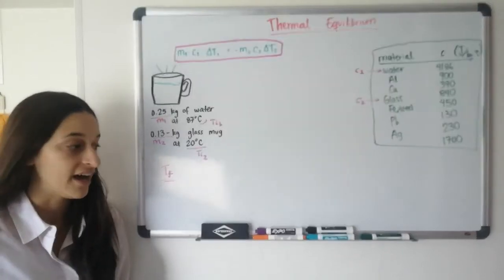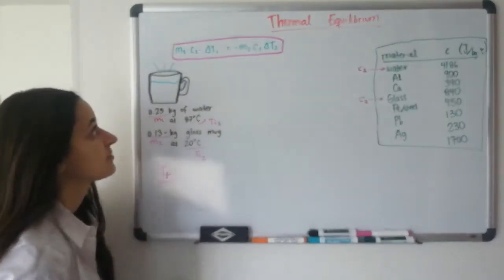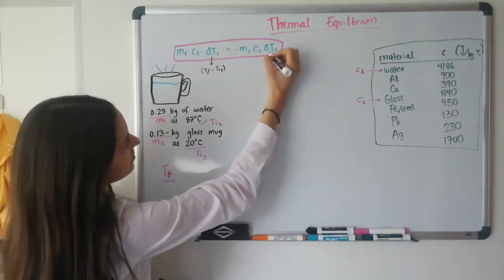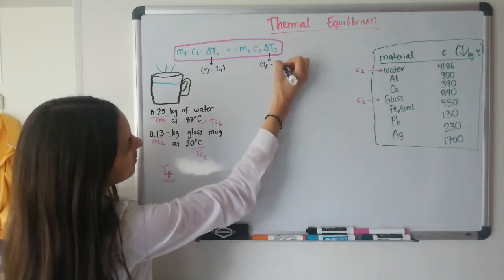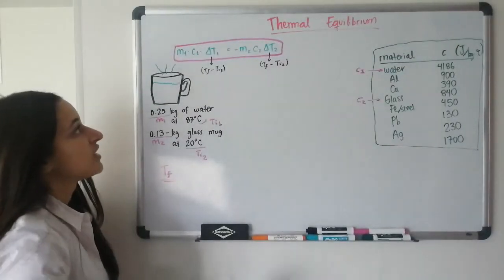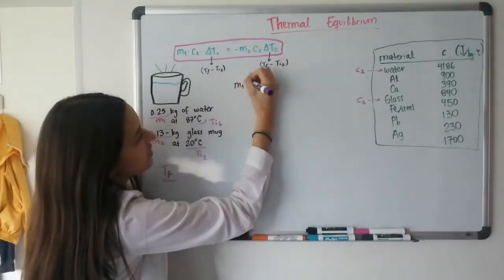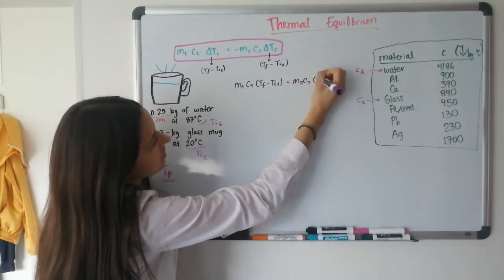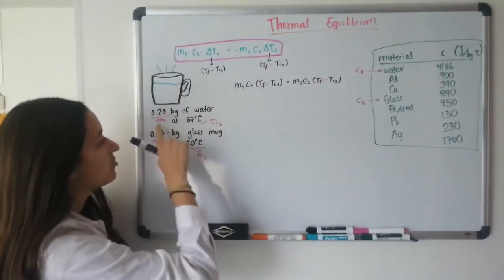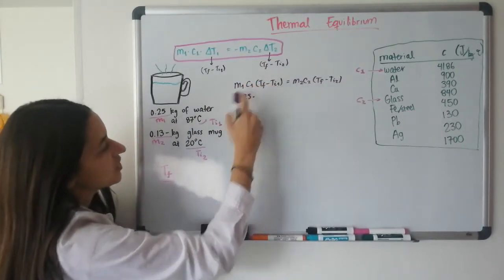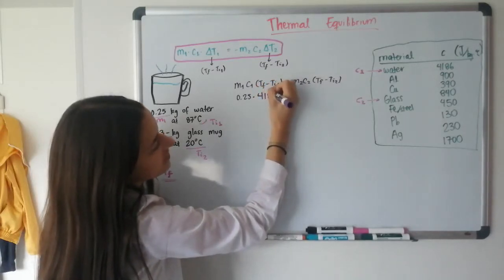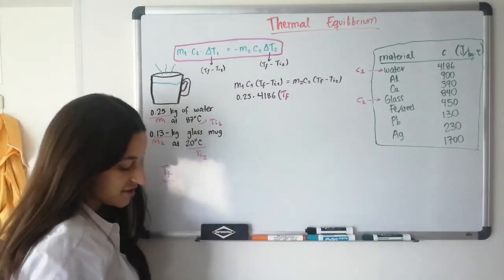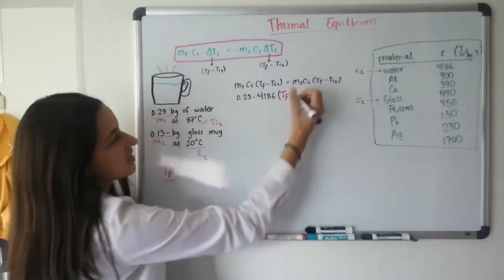So now that we have our information and we know what we have, we can make our equation and start solving it. So remember, we're going to change this delta T to TF minus TI1, and this delta T to TF minus TI2. Okay, so now this equation, we're going to write it all down. So it's m1 c1 (TF minus TI1) equals m2 c2 (TF minus TI2). And start plugging in. m1, we find it here, 0.25. c1, we find it here, 4186. Parentheses, TF, that we don't know. TF is what we're finding out. So we just leave it as TF.